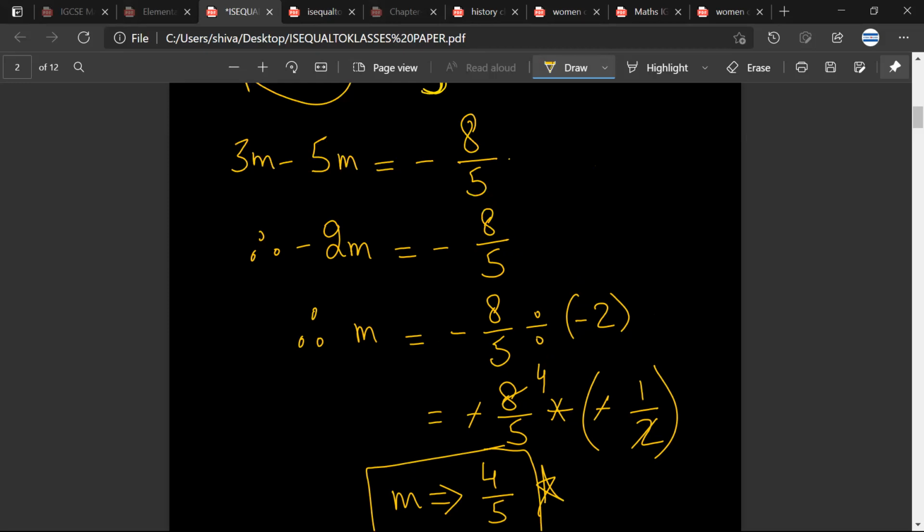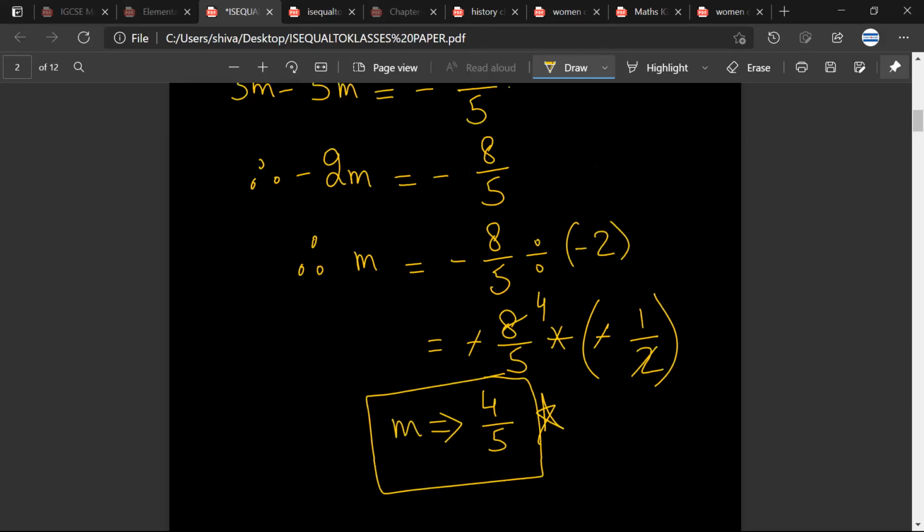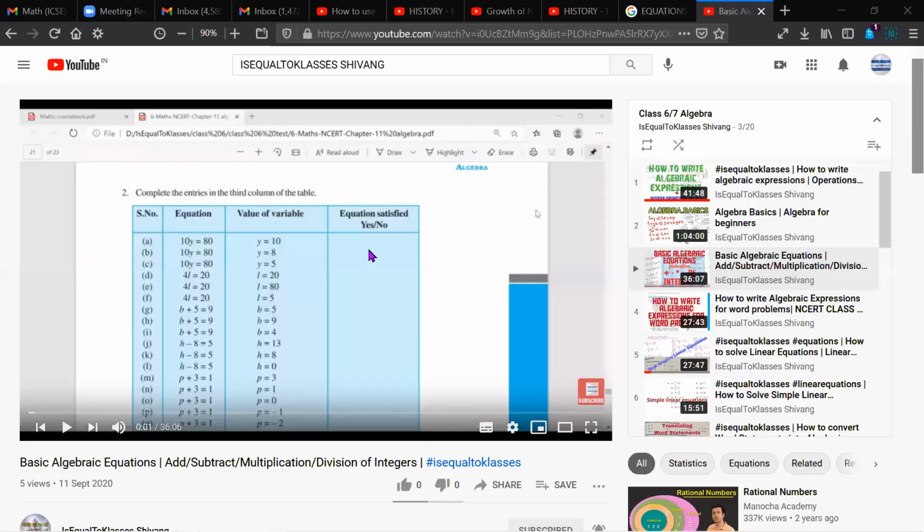Again, what you can do is, one second. Satya, can you see the screen? Yes. See, in this video, we had discussed how to add, subtract, multiply, divide all the integers. So, just go through this video again. Have you understood what I'm saying?